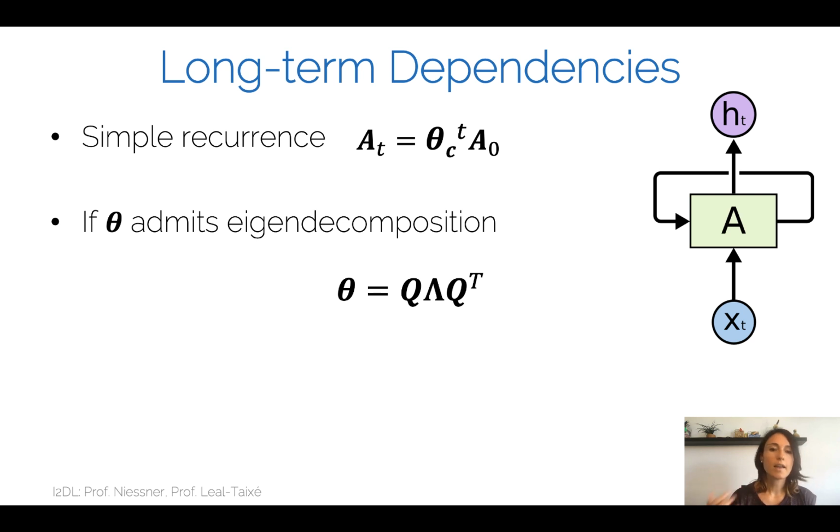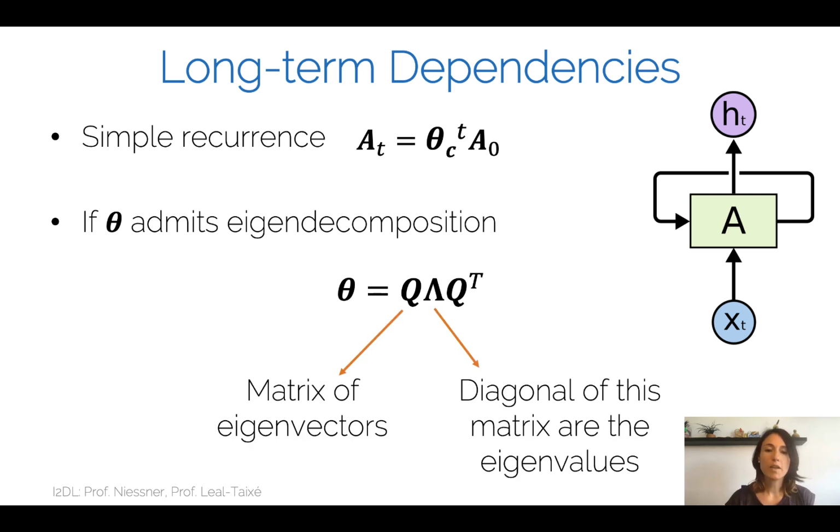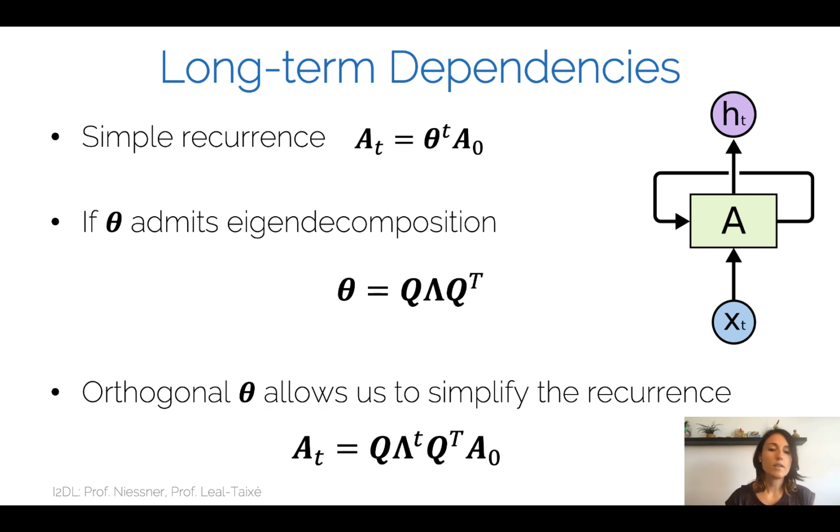So we're going to look at the eigendecomposition of theta into the matrix of eigenvectors and a diagonal matrix which represents the eigenvalues. And with theta being orthogonal, we can now simplify the recurrence by using the eigendecomposition. Now again, the only thing that we did here was we replaced theta with its eigendecomposition, a completely equivalent representation of the matrix of weights of our recurrent neural network. And we can see here how we're going to have this power of t also here in the decomposition.